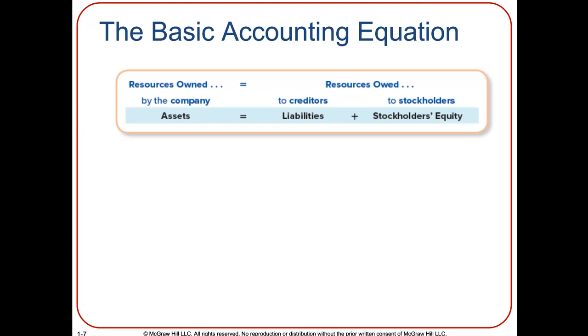Now, here's the thing. You know how this equation works. I'm going to prove it to you. So if you have a house that's worth $100,000 and you owe $80,000 on this house, how much equity do you have in the house? $20,000. You got an asset of $100,000. You've got a liability of $80,000, which means you have equity of $20,000.